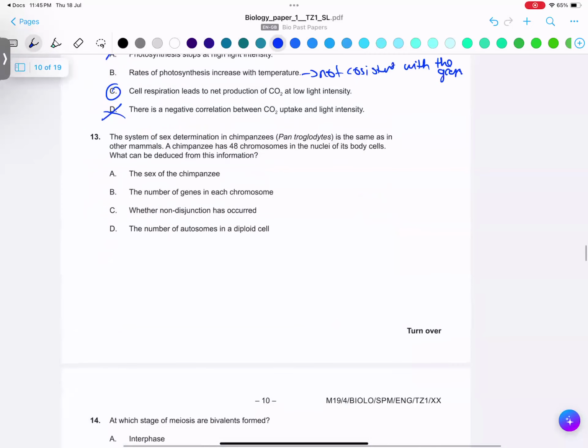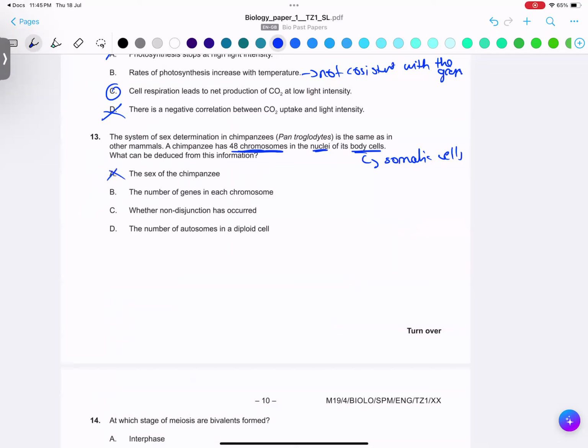So now for question 13. The system of sex determination in chimpanzees is the same as in other mammals. A chimpanzee has 48 chromosomes in the nuclei of its body cells. Okay, so body cells. Here they mean somatic cells. So we have 48 chromosomes in the nuclei, which is technically a somatic cell. What can be deduced from this information?